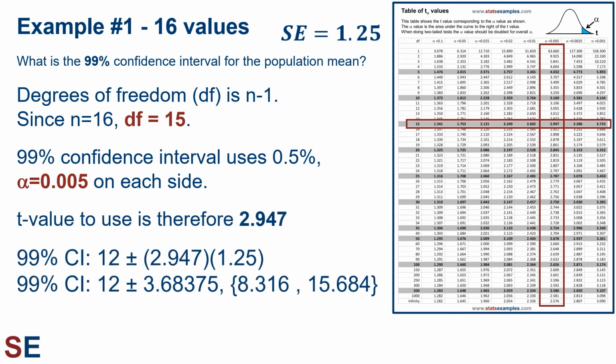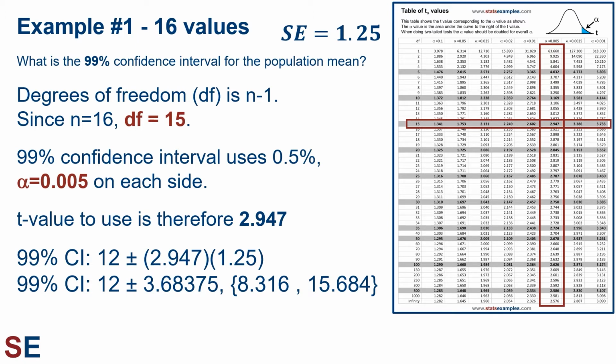The t-value to use is therefore 2.947. Our 99% confidence interval will be 12, the sample mean, plus or minus 2.947, our t-value, multiplied by 1.25, our standard error. Multiplying this out gives us 12 plus or minus 3.68375, which would give us a range of 8.316 to 15.684 for our 99% confidence interval.